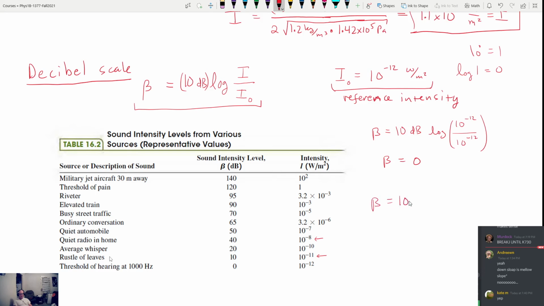If I put beta equal to 10 decibels, then I put in here the log of 10 to the minus 8 divided by 10 to the minus 12. Then we have the log of this, which I think is just going to be negative 4. Or sorry, positive 4, right? So this whole thing is going to be 4 times 10, so you get 40 decibels. Does that make sense?